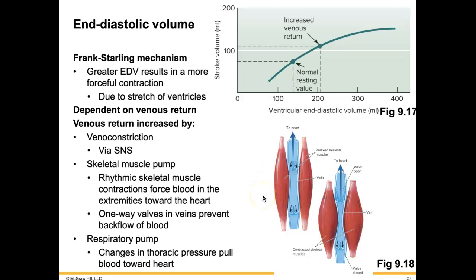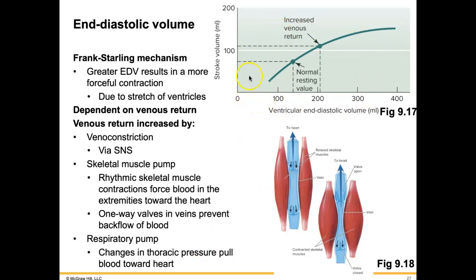And then within our thorax, we're going to have something called a respiratory pump by changing the pressures in the thorax to help pull that blood toward the heart as well. Just as you're breathing and using your respiratory muscles, that helps to push against the veins, bringing it back to the heart. Now let's look at this graph over here.